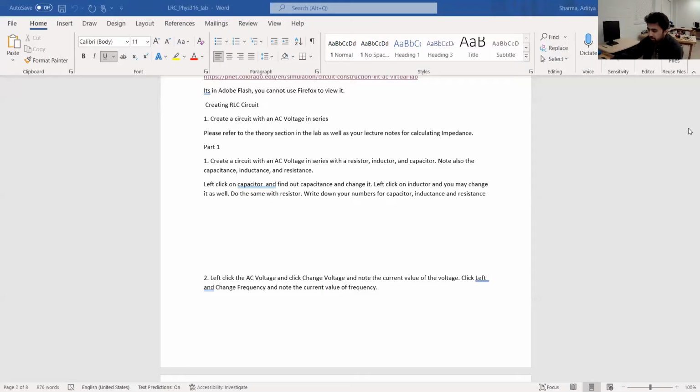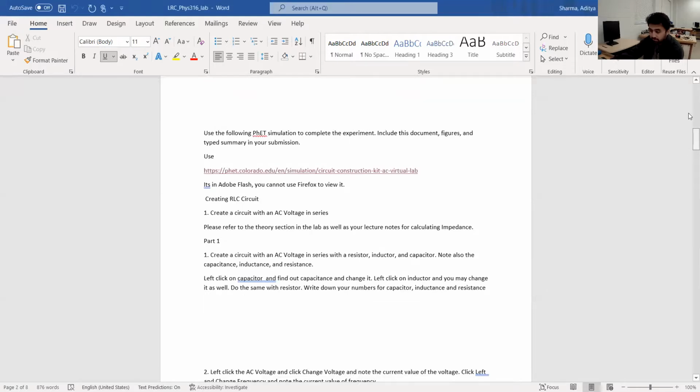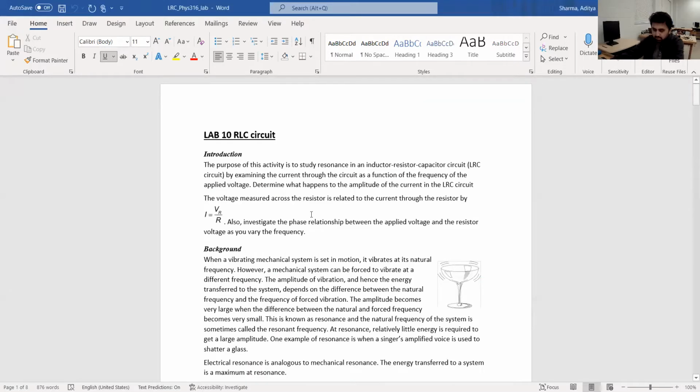Lab 10, I uploaded it, and this is the RLC circuit. RC circuit was lab 8. Now we have the RLC circuit, which means we have inductance now. We did induction last time, so now we are adding an inductor to our circuit. And this is, again, just simulation. You don't have to create circuits anymore.